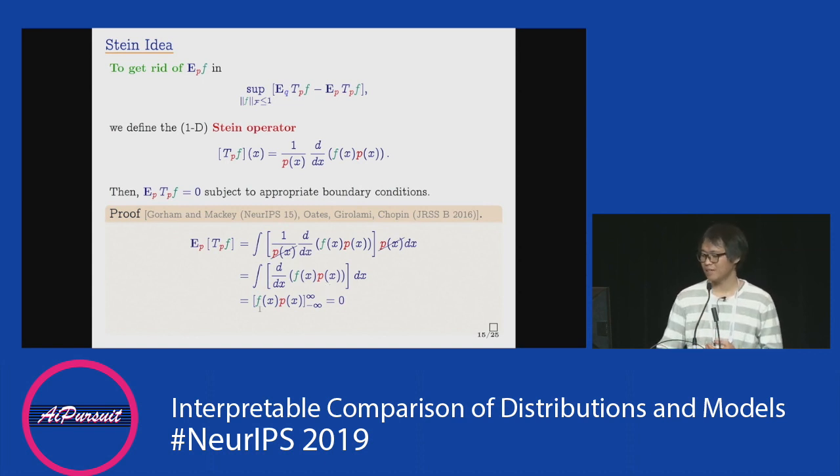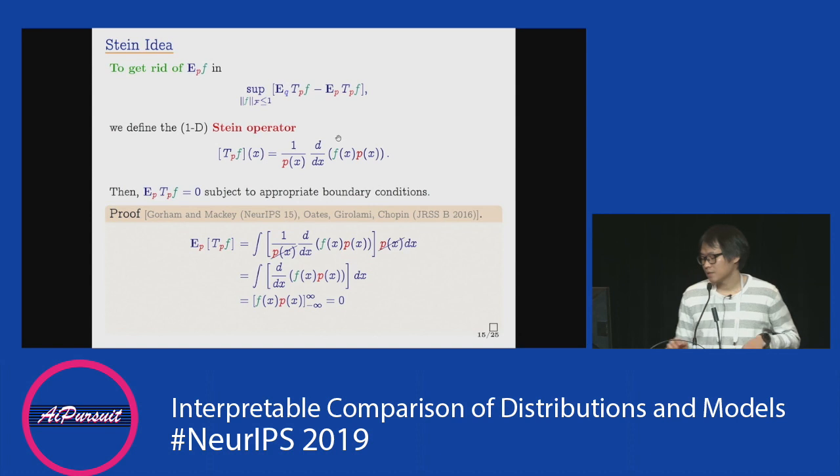We assume that the product of f and p is 0 as x goes to infinity or negative infinity, which is actually true in many cases. Imagine that p is a Gaussian. A Gaussian has an exponentially decaying tail. So if f is sufficiently well behaved, meaning that f doesn't blow up, then the product will be 0, right? This is just kind of intuition. Okay, so now we know that the second term is always 0.